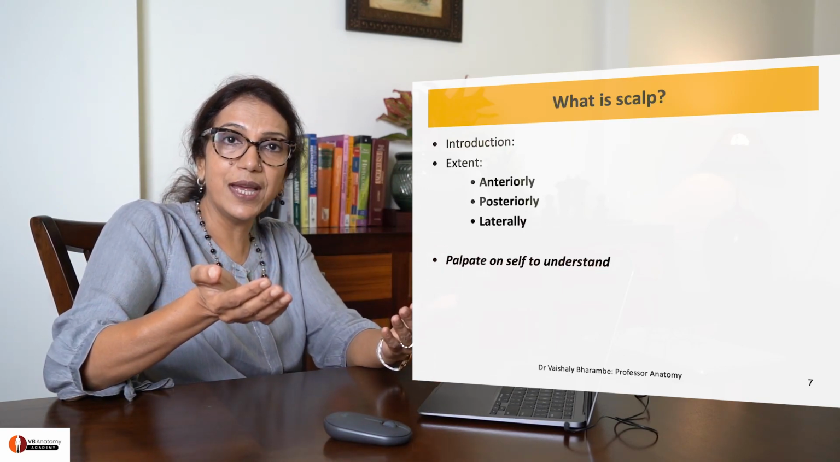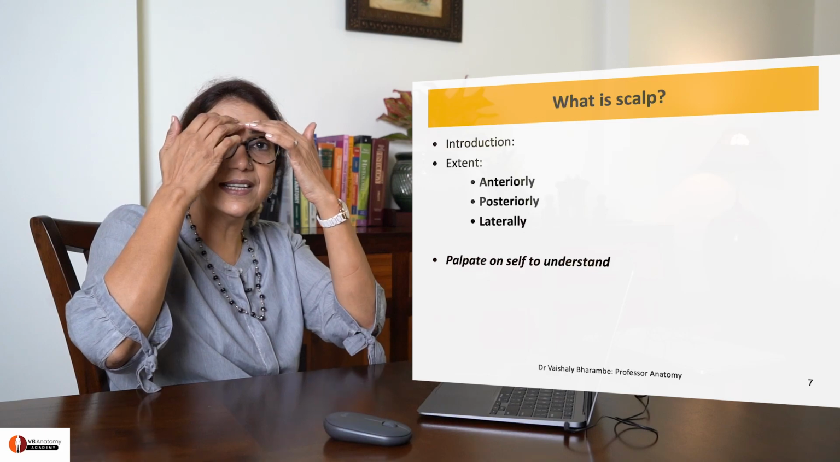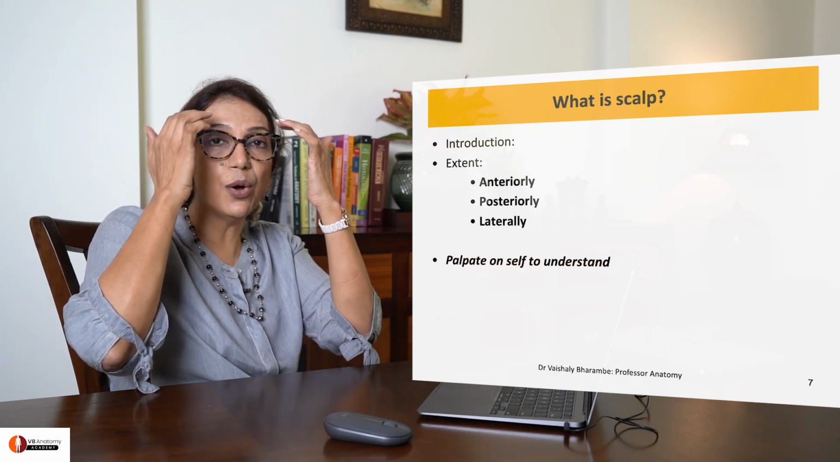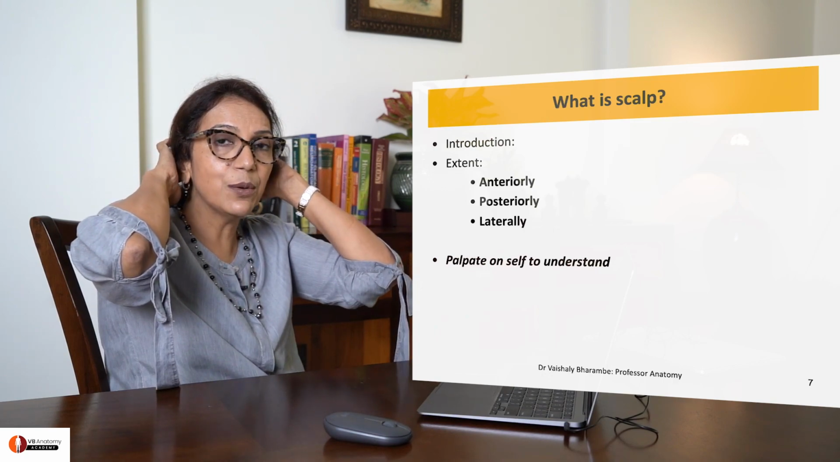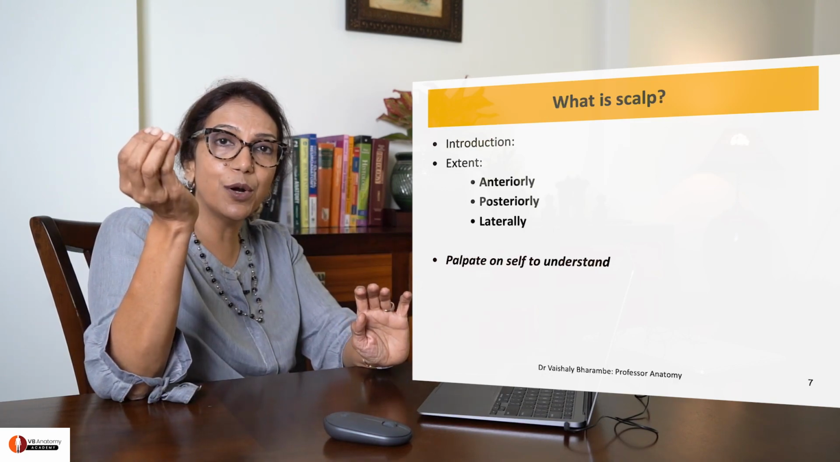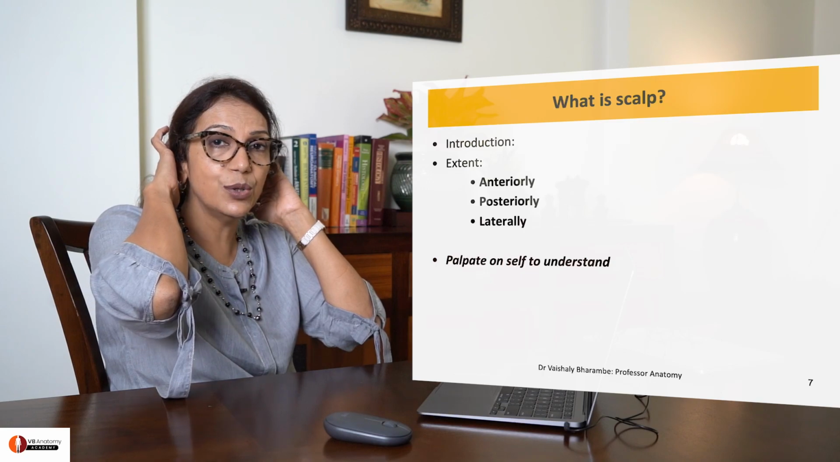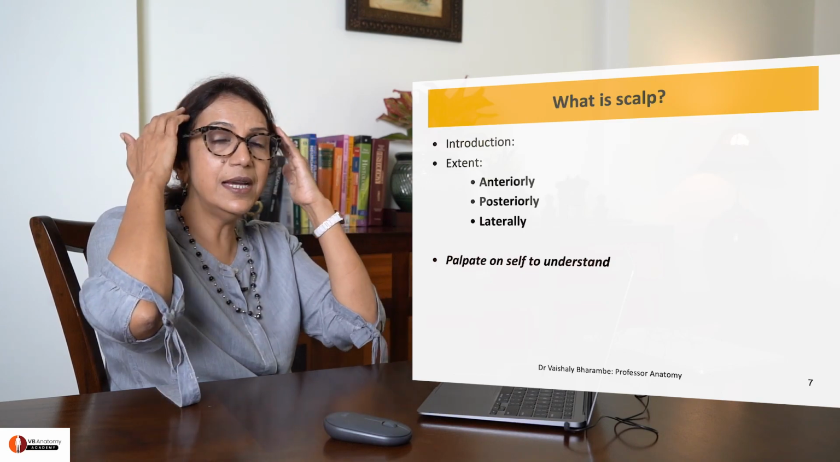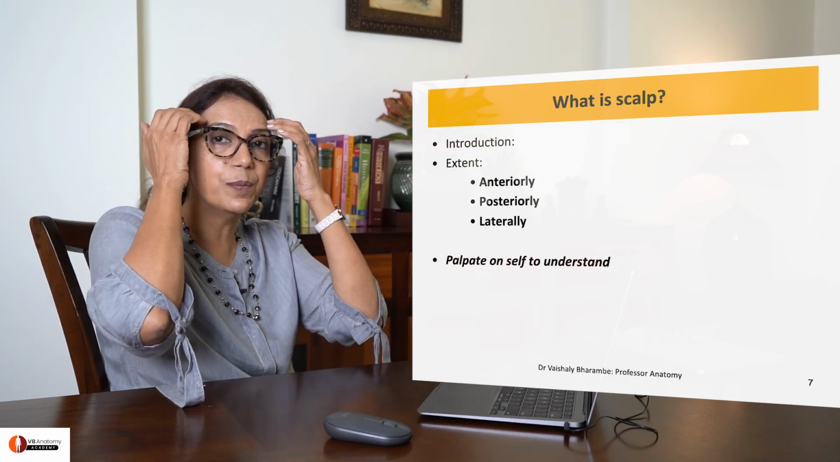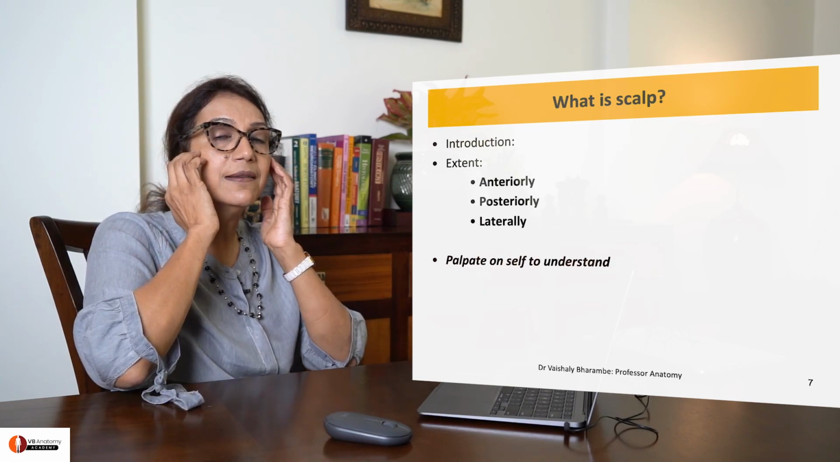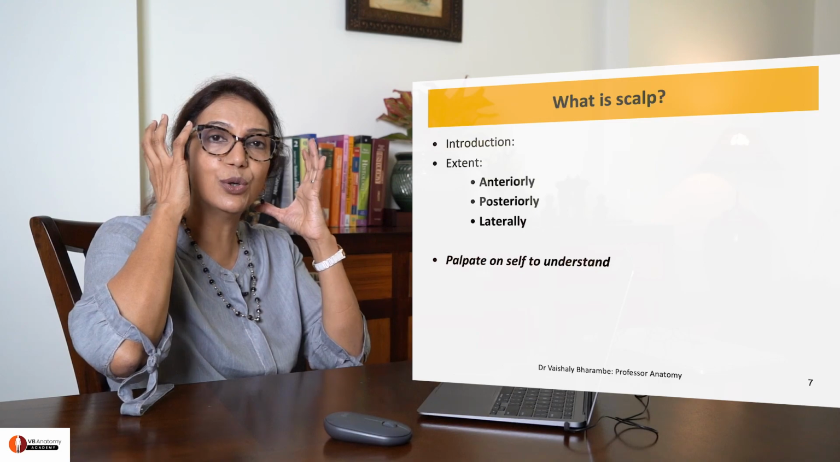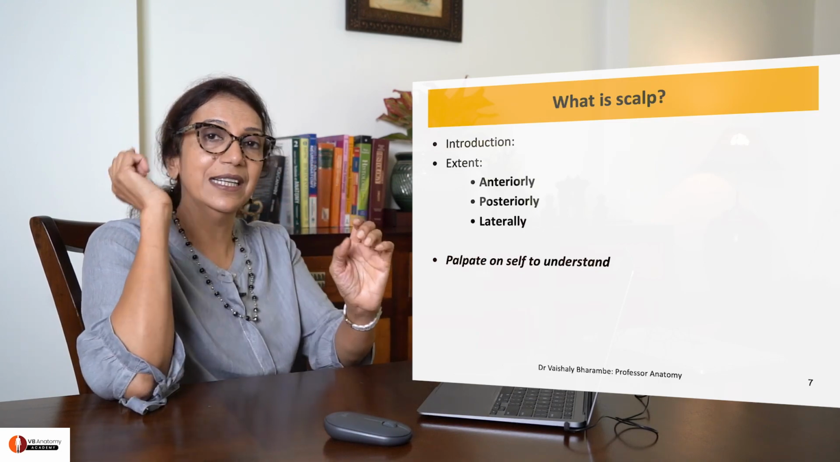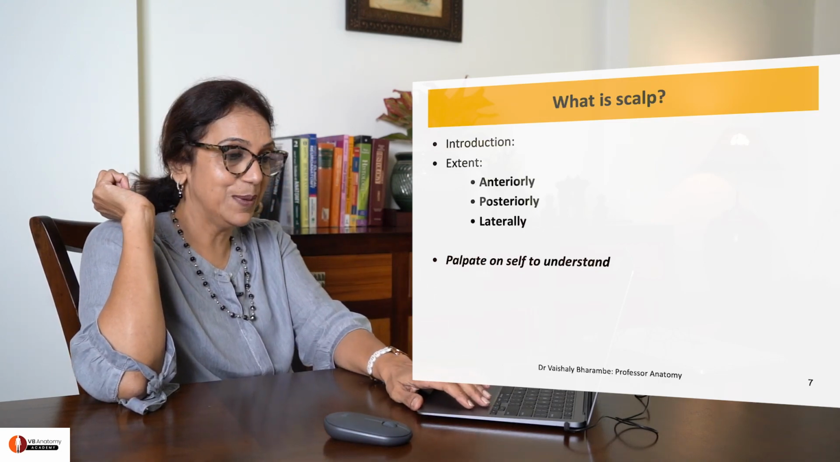Anteriorly, please use your hand, students. Anteriorly, it extends down till the supraorbital margin here. Posteriorly, it extends backwards till the external occipital protuberance and the highest nuchal line. On the side, it extends along till the superior temporal line and the zygomatic arch. So it's like a little helmet that is placed on top of your head. That, my dear students, is the scalp.